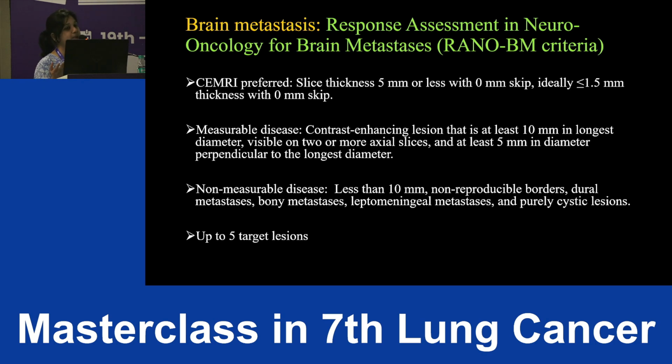Contrast-enhanced MRI is the preferred modality, and the minimum slice thickness should be 5 without any skip. And what is a measurable disease? A contrast-enhancing lesion which is at least 10 millimeter in longest dimension, visible on 2 or more axial slices, and at least 5 millimeter in diameter. It should have a component perpendicular to the longest dimension. Non-measurable disease is anything less than 10 millimeter, ill-defined borders, dural mets, bony metastasis, leptomeningeal mets, and purely cystic lesions.